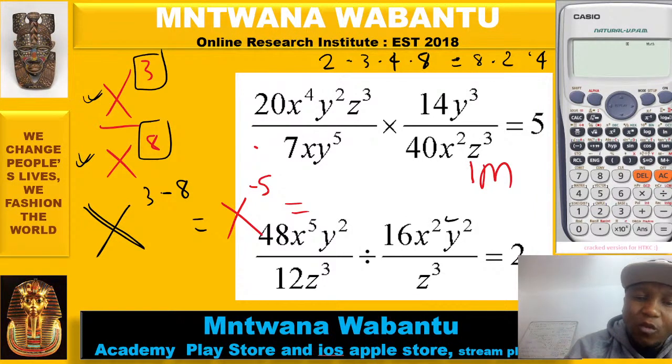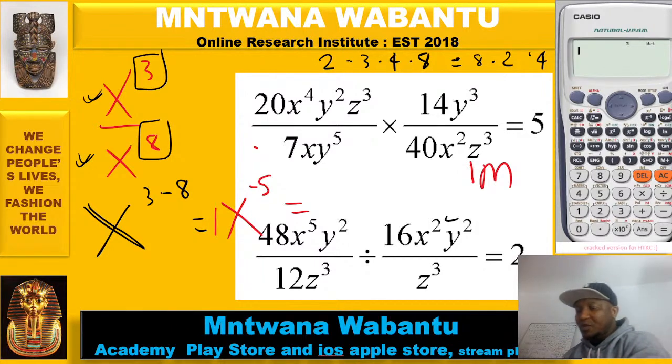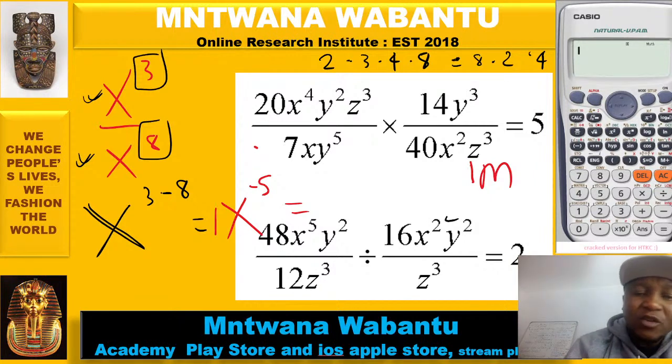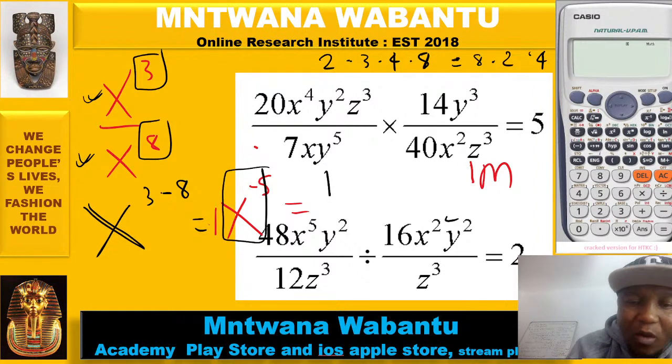If there's no number here, it means there's a 1 before. So I'm going to take this to the bottom. I'll write my 1, because 1 has nothing to do with the reciprocation. I'll write my 1, and then I have to take all of this to the bottom.